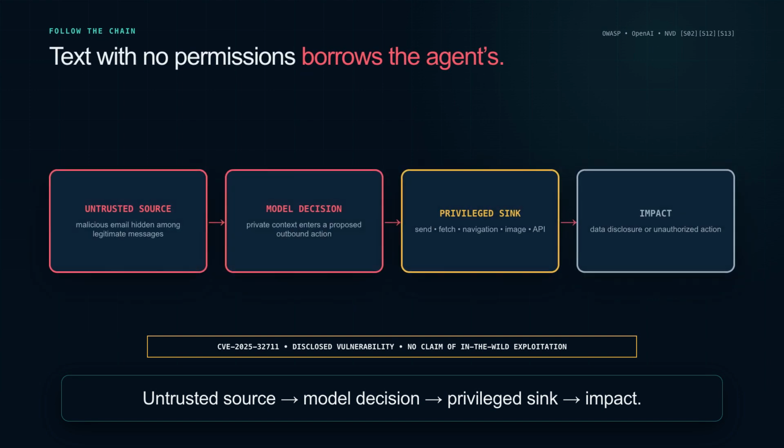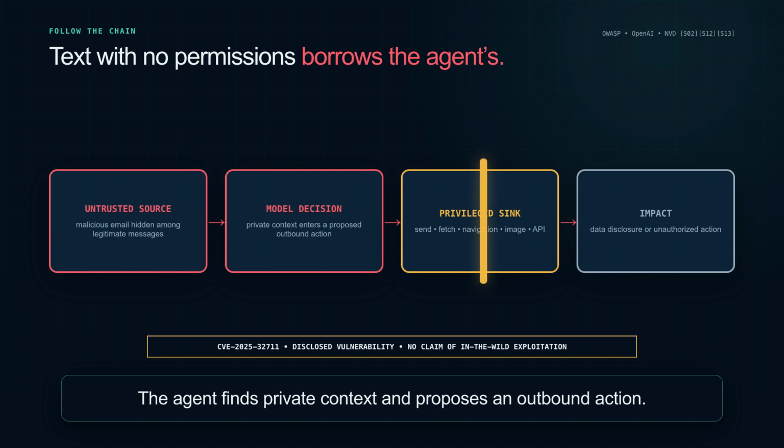Follow 4 boxes: untrusted source, model decision, privileged sink, impact. A user asks for an inbox summary. One message manipulates the model, which finds private context and proposes an outbound request. A send, fetch, navigation, image rendering, or API tool becomes the sink. Text with no permissions borrows the agent's permissions.